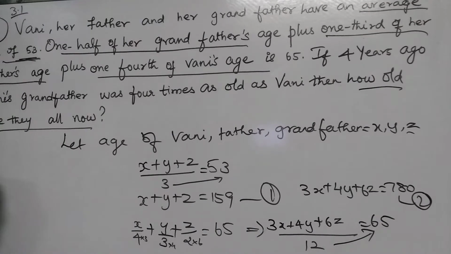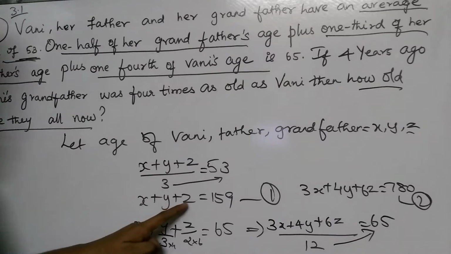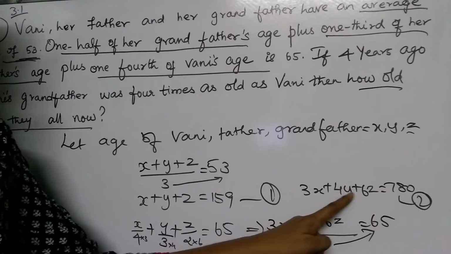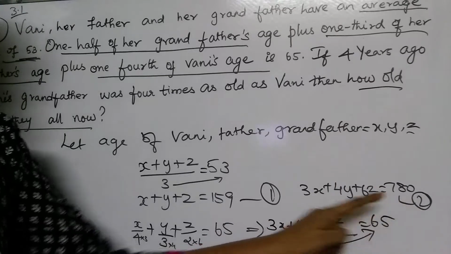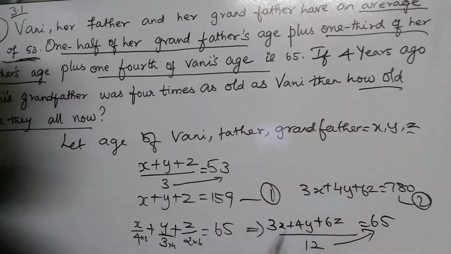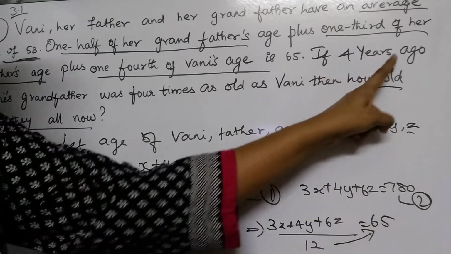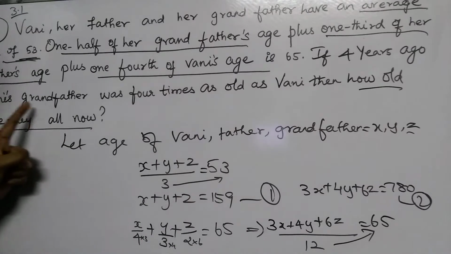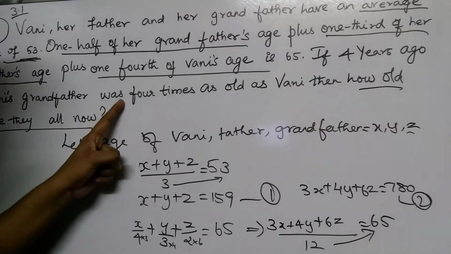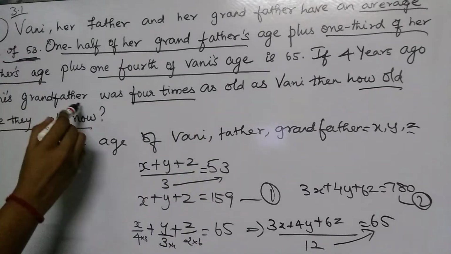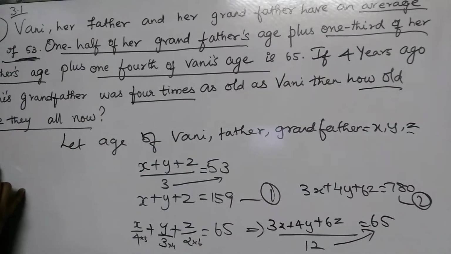So what is the first equation? x plus y plus z is equal to 159. Your second equation, 3x plus 4y plus 6z equal to 780. See, again one more clue is given. What is it? 4 years ago. Ago means before. Subtract it. Vani's grandfather was 4 times. What is given? 4 times. Grandfather we have taken as z. That means z minus 4.